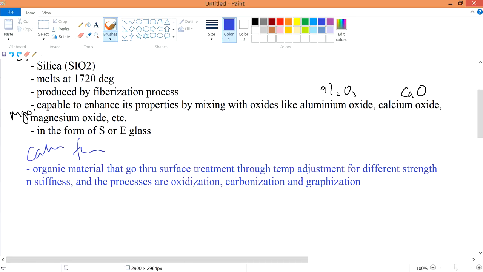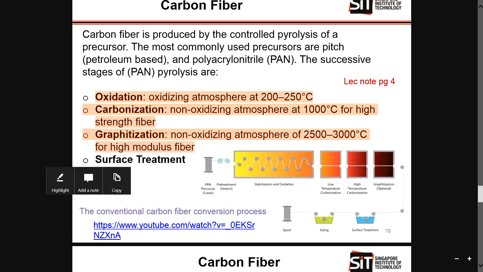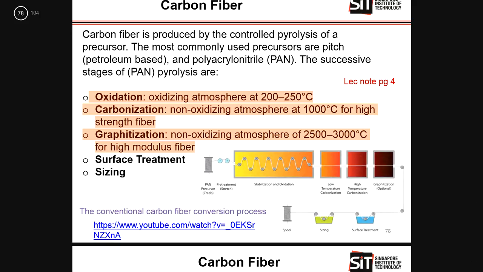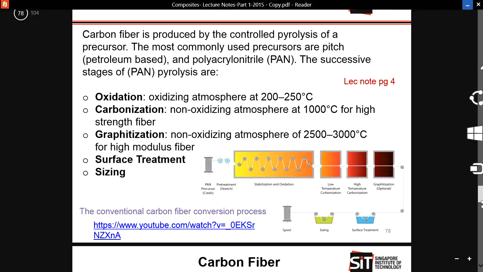These organic materials will go through certain surface treatment through temperature adjustment. There are three processes that could process the organic material, and you can memorize all of these. These are the processes. You have to go through these processes first, then you'll go through surface treatment, also at different temperatures. I should have rewritten it properly.